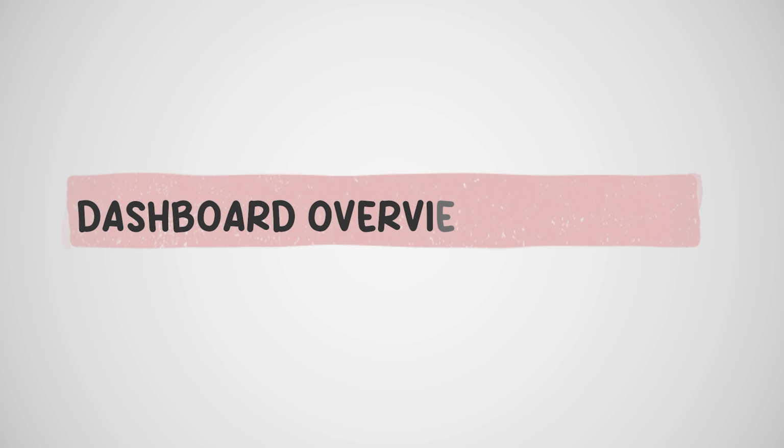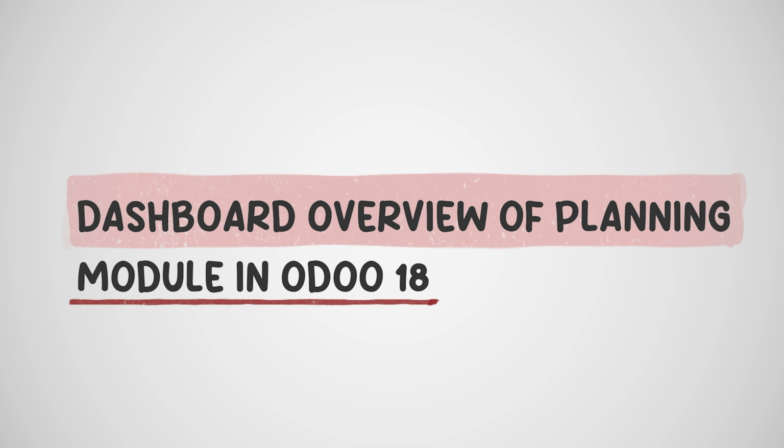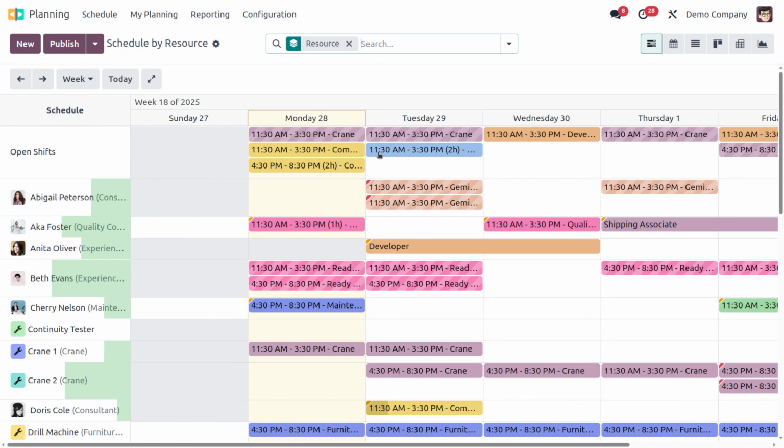So today we are going to check out the Odoo Planning Module dashboard overview and see how it can make organizing our week super easy. Let's think of the screen as our mission control for this week. It shows who's doing what, when, and with what equipment also.